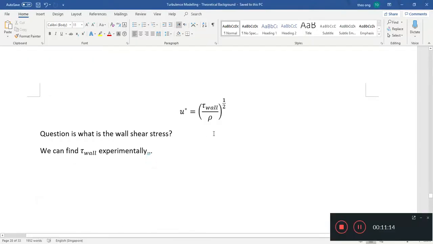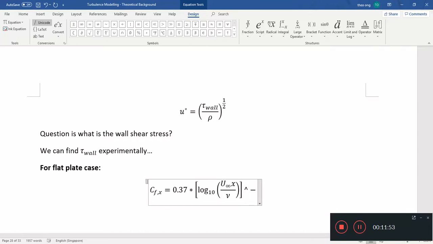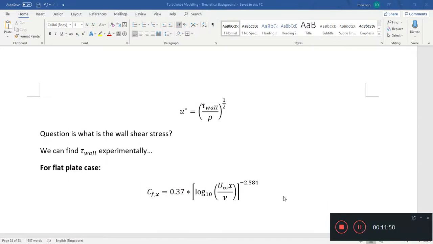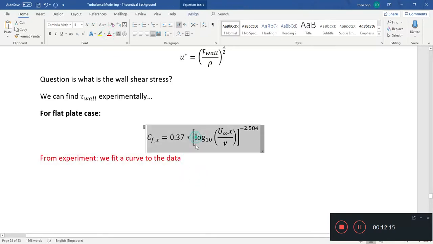For the flat plate case, though these are simple cases, there are experiments that say CFx equals 0.37 times bracket log10 of U infinity x divided by nu, to the power of minus 2.584. So this is from experiment. We fit a curve to the data, and then we get this sort of expression.